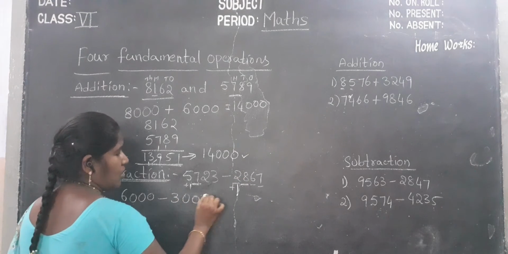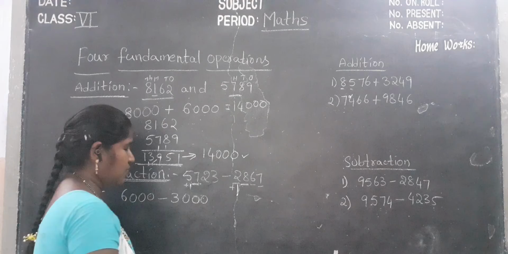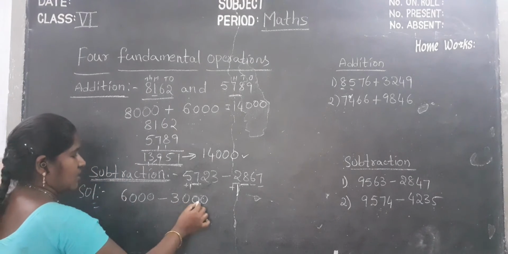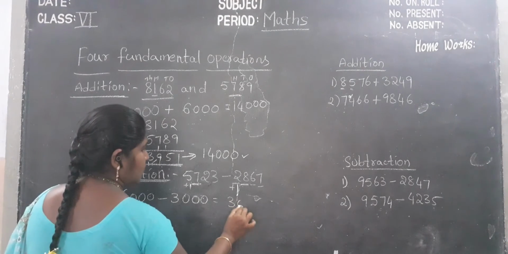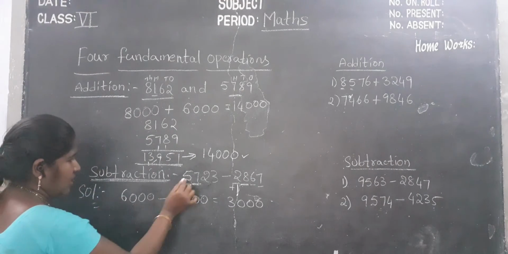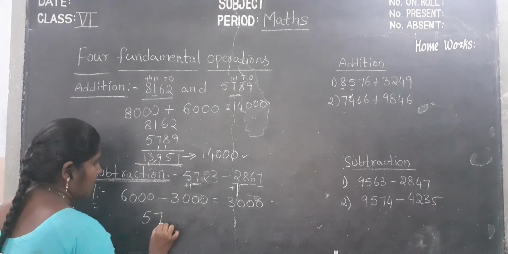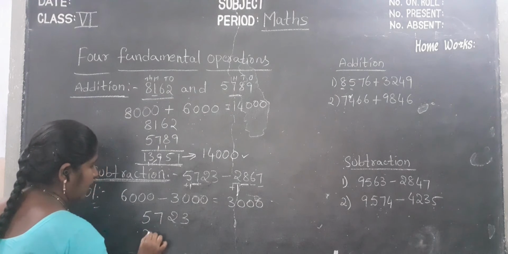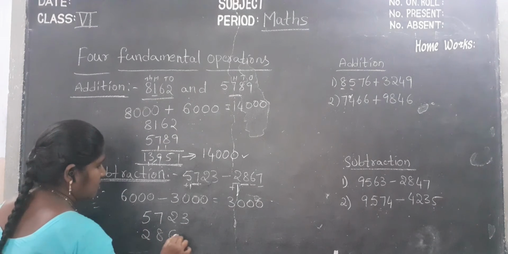3,000. So remaining all the digits we will give zeros. So 6,000 minus 3,000 means that one answer is 3,000. Okay children, 3,000. Here see children, I am writing subtraction: 5,723 and 2,867.